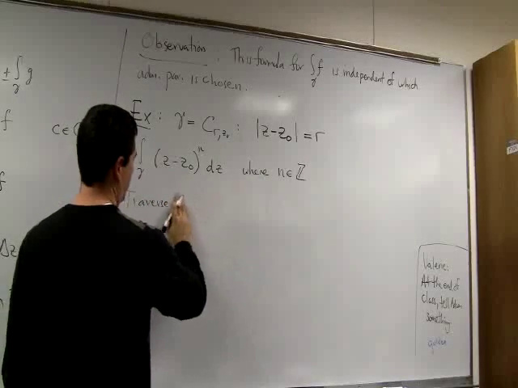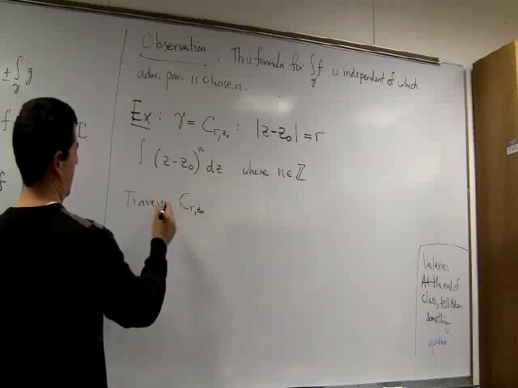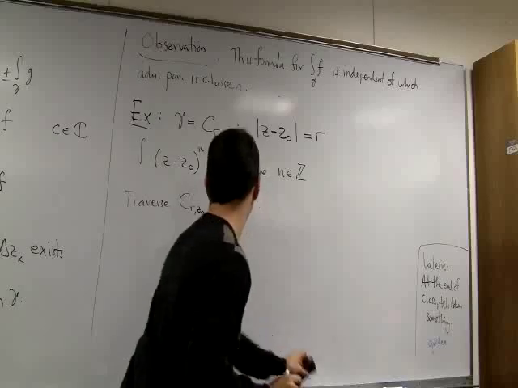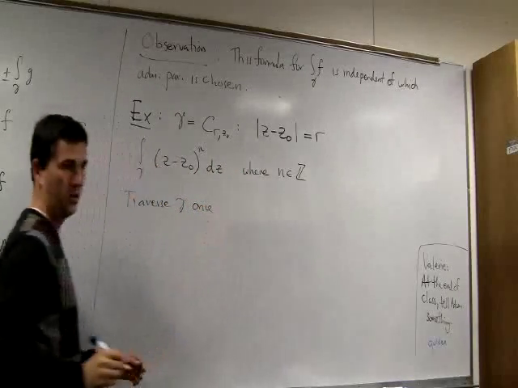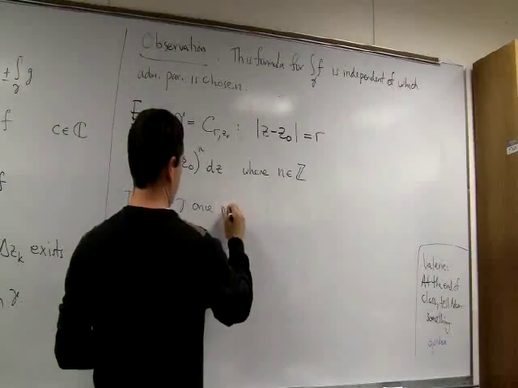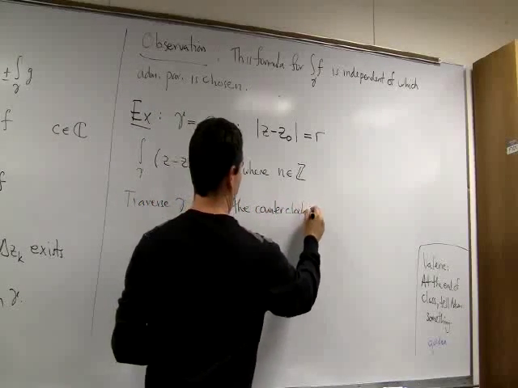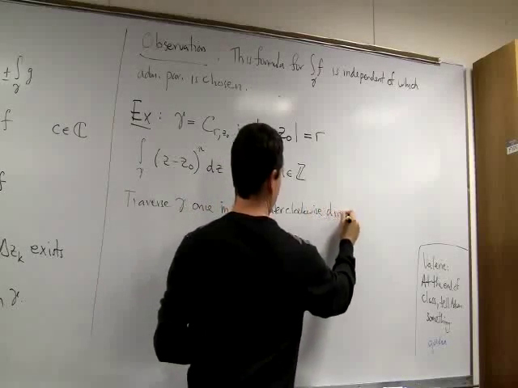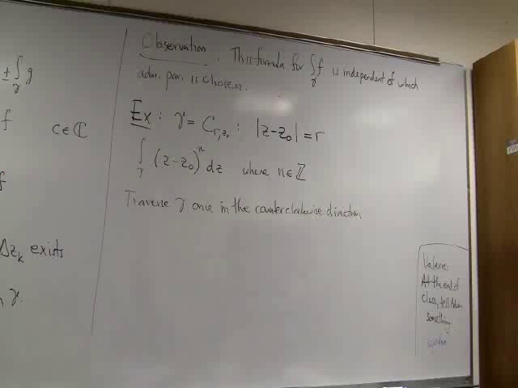So we better say that we traverse gamma, or we'll say C, once, in just the positive orientation direction, counterclockwise. We have to specify that, because if you went around twice, it wouldn't be a simple curve anymore. It wouldn't be a huge problem, but it would be in the world of contours instead of smooth, simple curves.